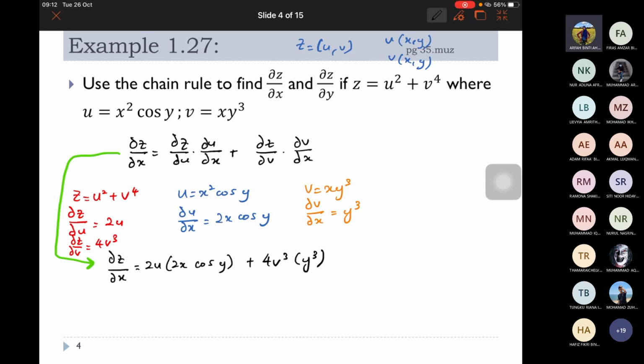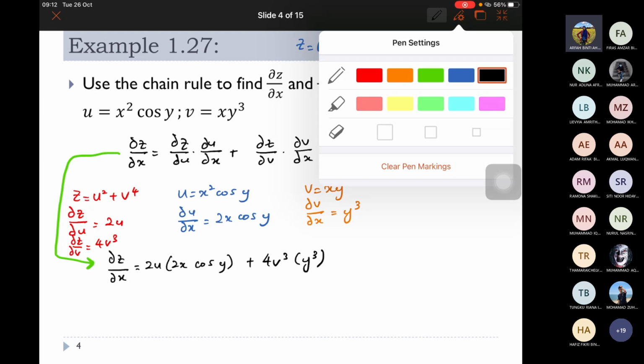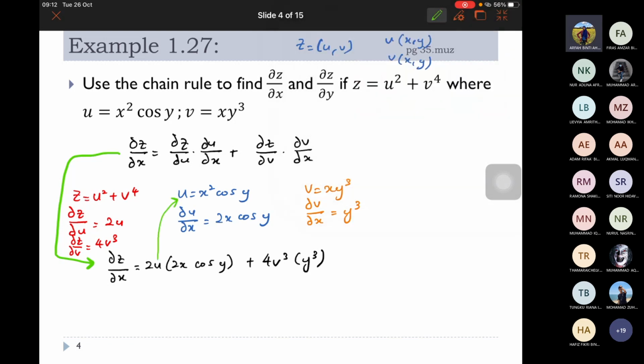So u gantikan with this one. It's stated in here u sama dengan x kuasa 2, v sama dengan xy kuasa 3. So finally, our partial derivative will not have the term of u and v. It will only consist of x and y. That is what we call by chain rule.